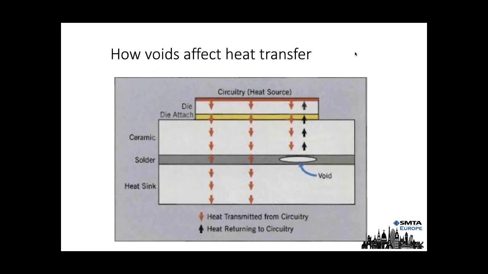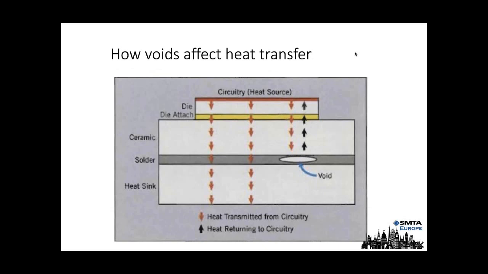The two on the right are slightly different, because if you have a void in that solder layer, air is really bad at transferring heat. Ceramic, copper, all of these things transfer heat very well. But the problem is, if you have a void in that solder, instead of the heat dissipating, the heat is fed back into the die. The die is already heating up. If you can imagine that as a circle instead of two lines, it very quickly becomes a vicious circle.